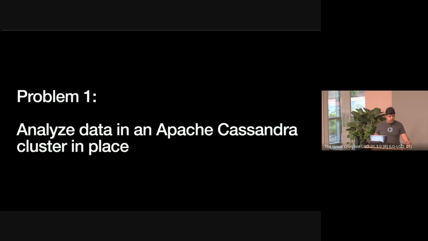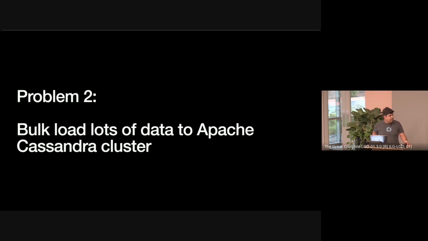So the first problem that we want to tackle here is that we want to analyze data in the Cassandra cluster in place. So we don't want to move the data around if it's not needed, because at large scale, it's a very expensive operation. The second thing that we want to do is bulk load a lot of data into Cassandra, because Cassandra is a serving store as well, right? So you want to take data out of Cassandra into Spark.